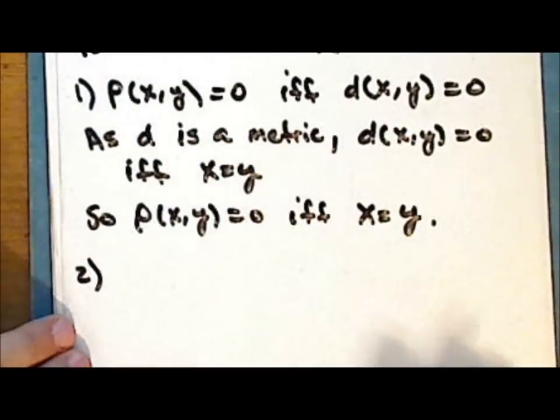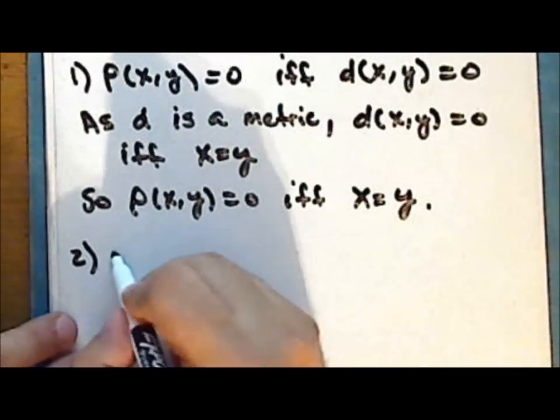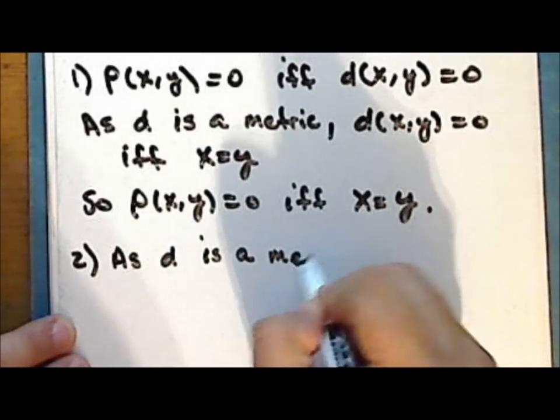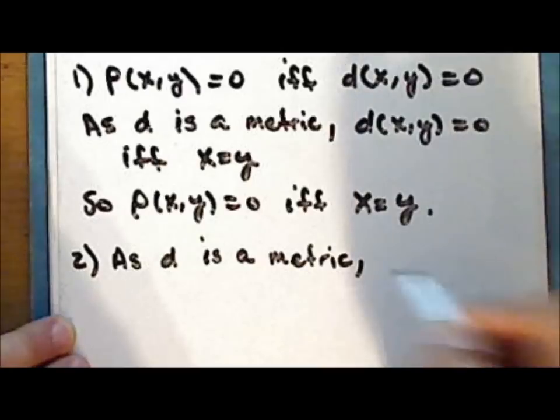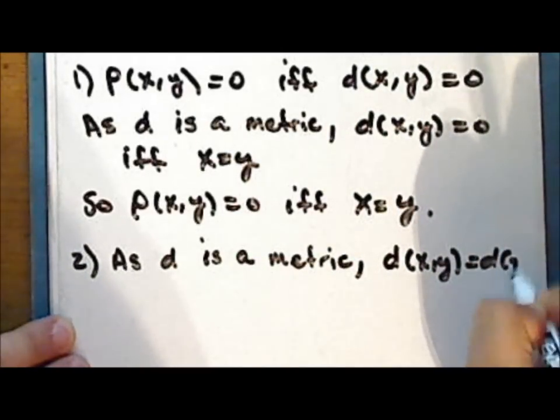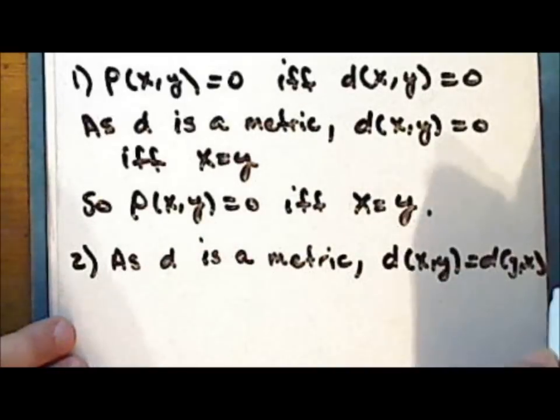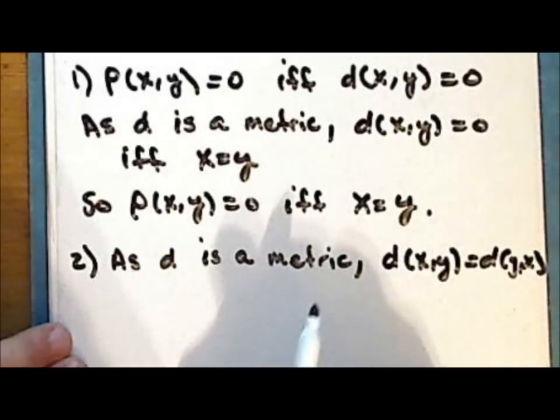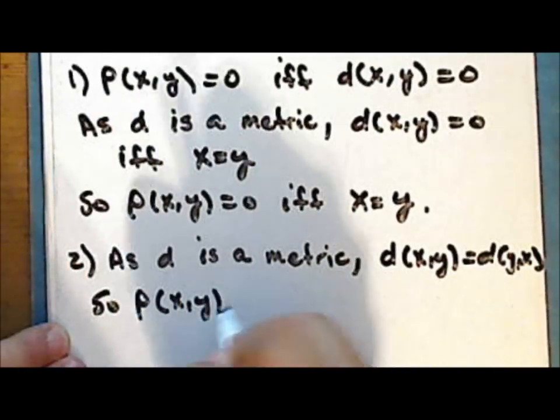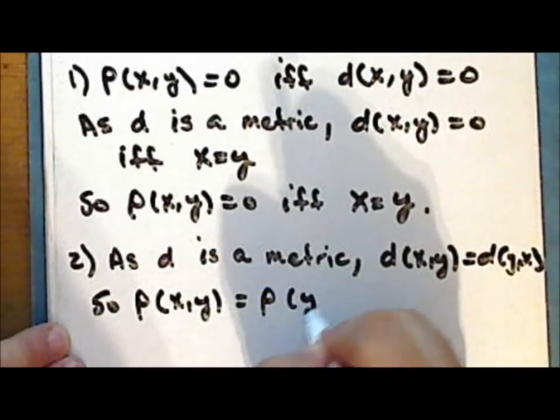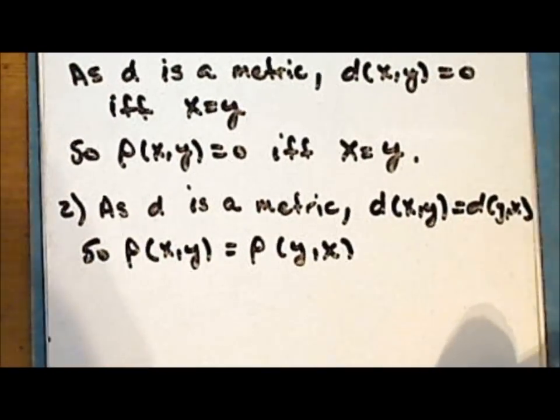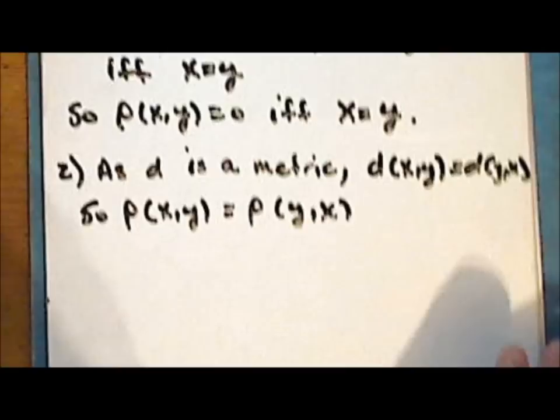So next we check for symmetry. As d is a metric, it is symmetric. d of xy is equal to d of yx. And as rho is defined in terms of the metric d, we have that rho of xy is equal to rho of yx. And so the function rho is symmetric.